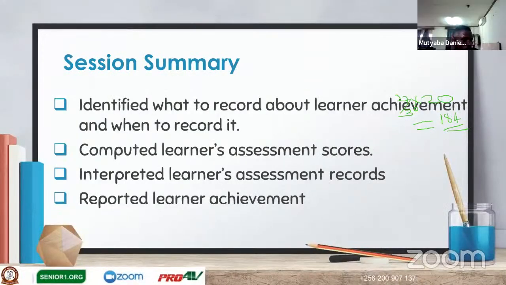So members, thank you. That is this chapter summary. We identified what to record about learner achievement and when to record it. We are aware now about this. We completed learners' assessment scores, we know how to do it. Then we interpreted learners' assessment records. We are able to interpret the assessment scores. And then we reported the learners' achievement; how to report learners' achievement, we are able to do it.